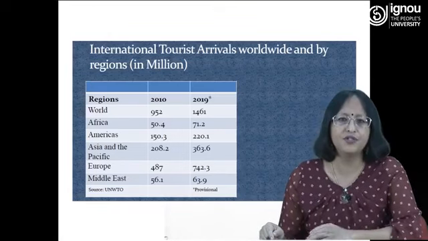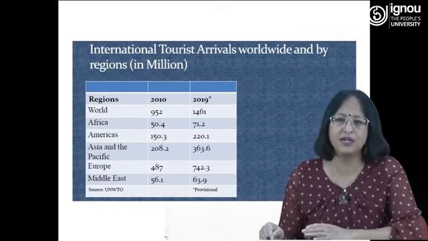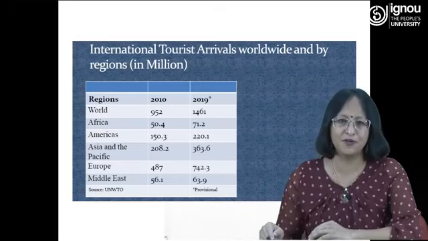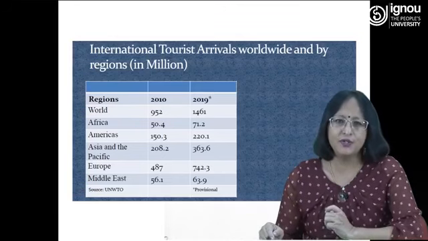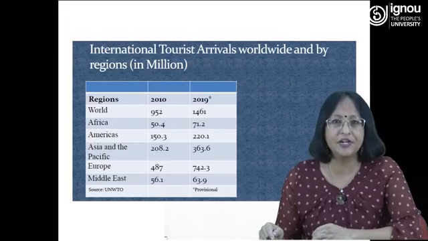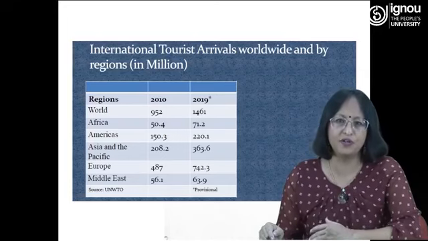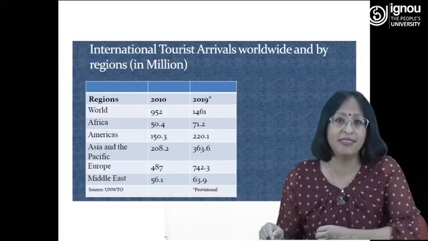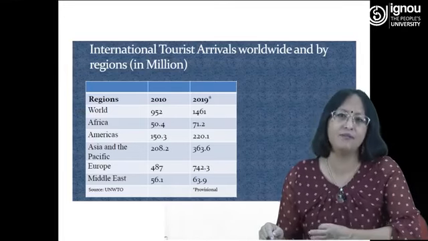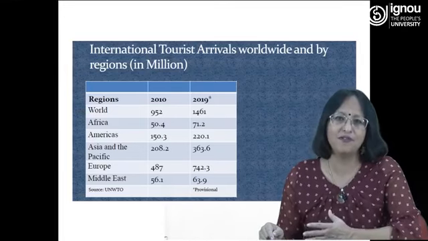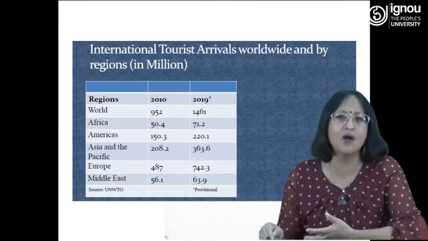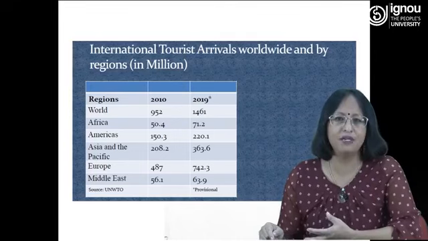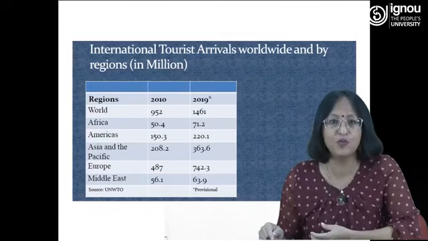I have given 2010 and 2019 so that a comparative figure also comes out, right? So in 2010, there were 952 million tourist movements recorded. And in 2019, it jumped to 1,461 million, it has crossed the 1 billion mark. So this 1 billion mark, we crossed it in 2012.